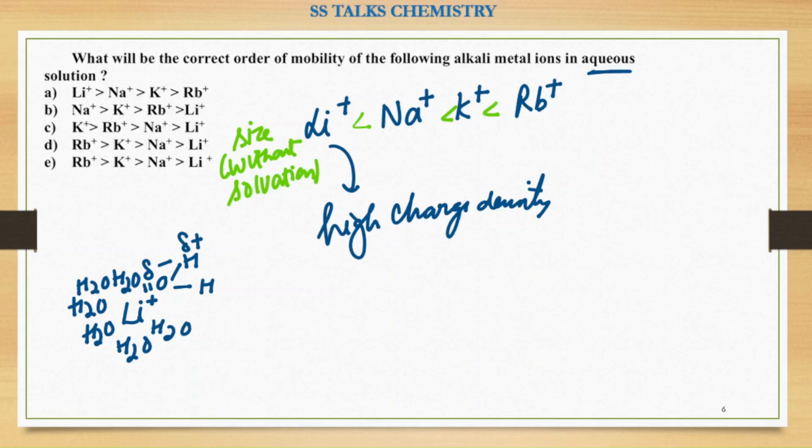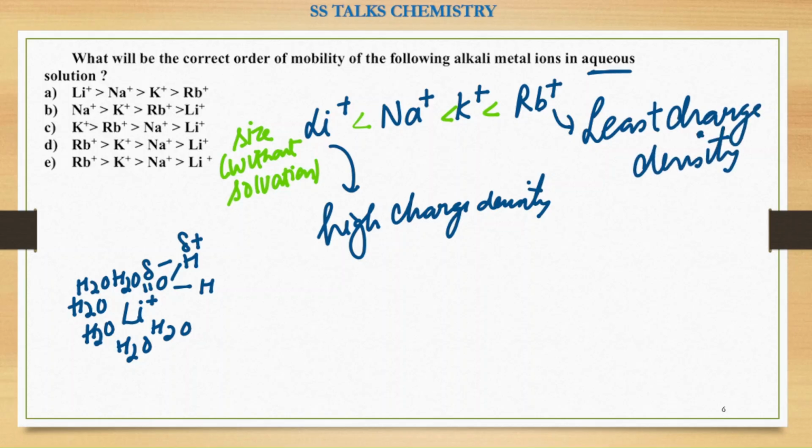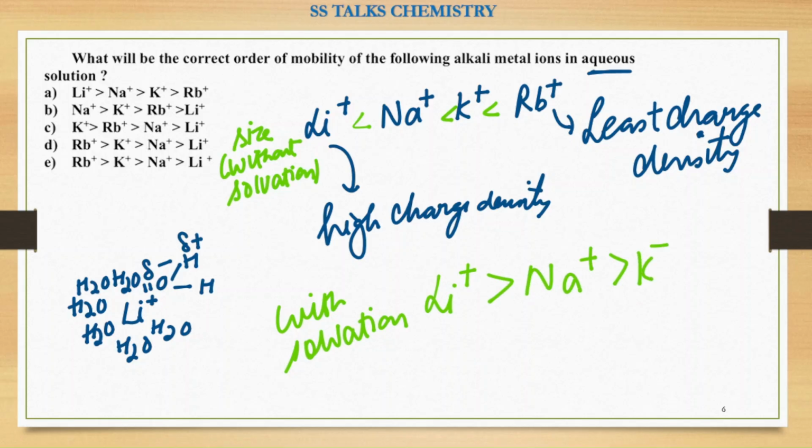Whereas the rubidium positive ion is going to have the least charge density. So fewer water molecules will be coming towards it, and its size in the aqueous medium is going to be the least. So with solvation, if we compare the sizes, lithium positive is going to have the maximum, followed by sodium positive, then potassium, and the least is going to be rubidium positive. Right?